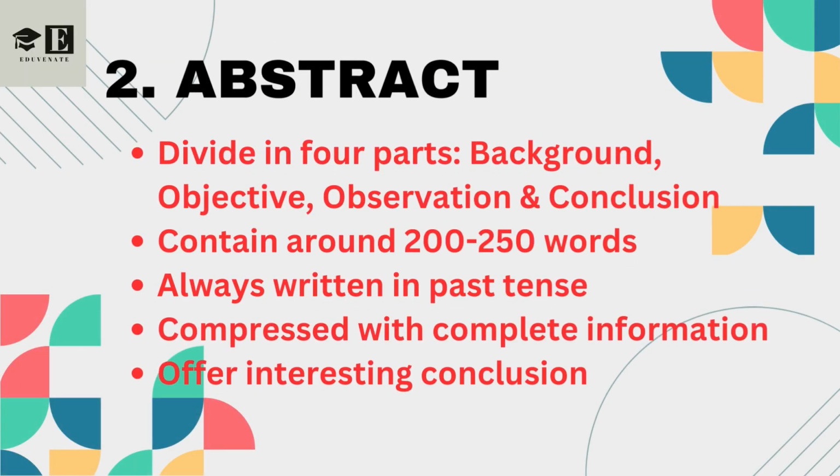Abstract writing is the most crucial part of the review writing because acceptance of your manuscript depends on the way you write and present your abstract. An abstract is divided into 4 parts. It includes background, objective, observation, and conclusion. It is written in around 200 to 250 words. It is always written in past tense, and an abstract should always be compressed with complete and significant information that is related to the review article, and it should offer an interesting conclusion.